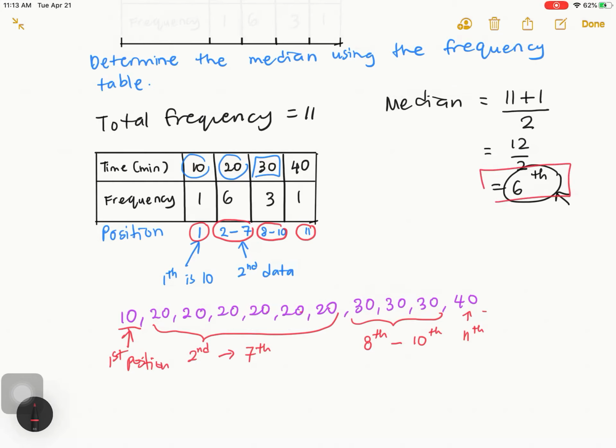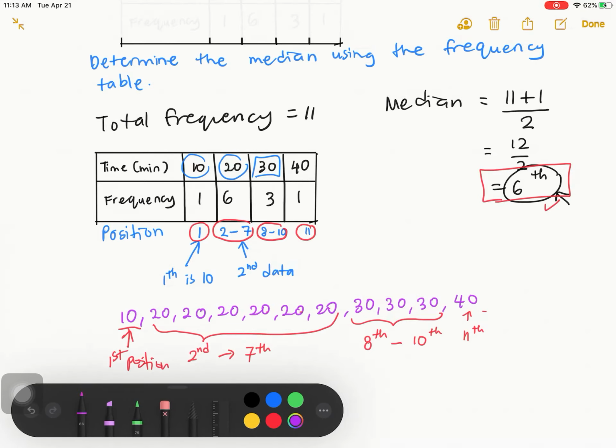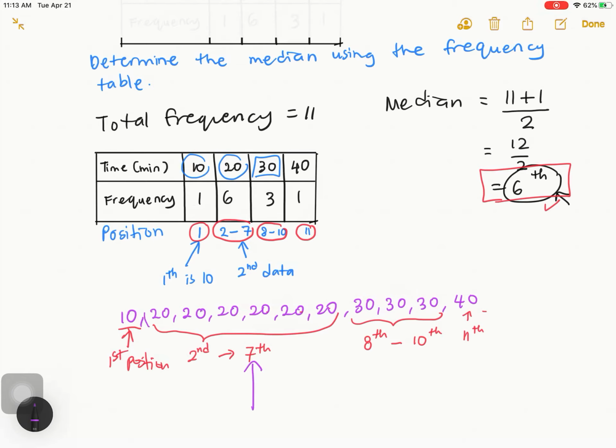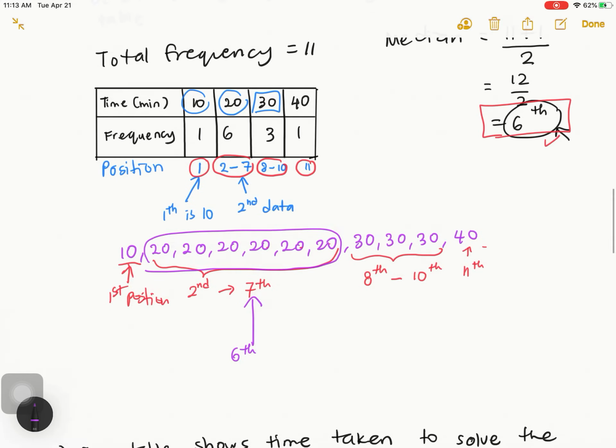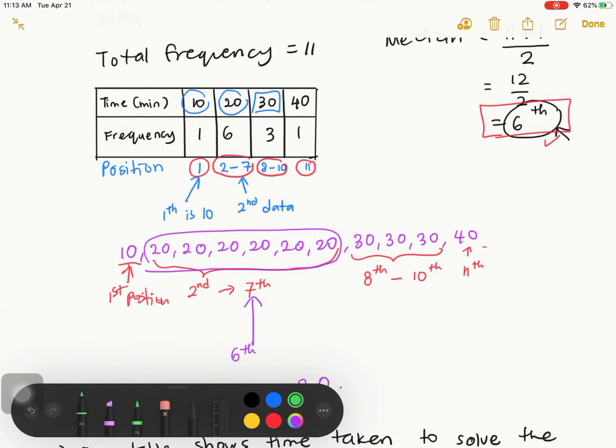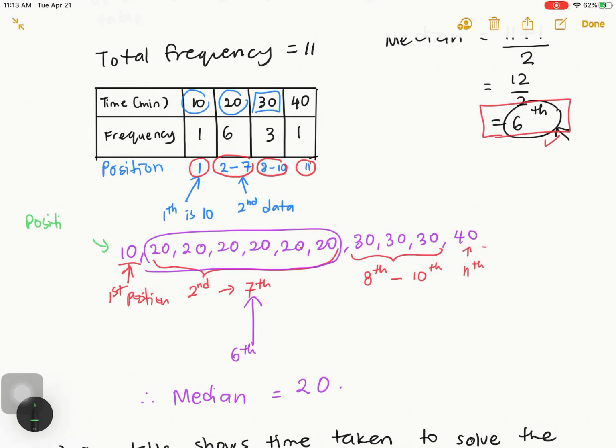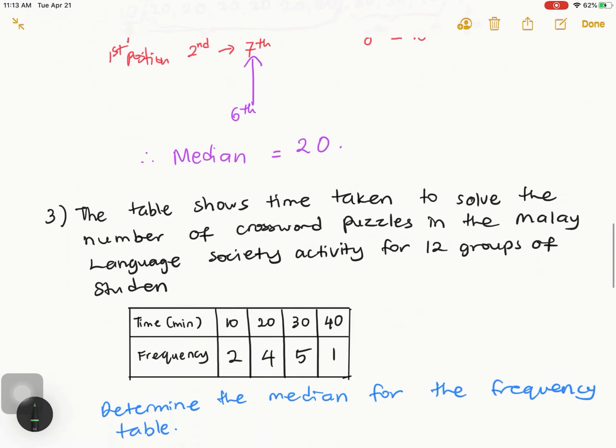Okay? Because we see that the median is situated at position 6, position 6 is located here around 20. This is the position of the median. So we can say that our median is located at 20. The median is at 20. Okay? I hope you can understand what I'm trying to deliver to you. So this is how you do the position, if you don't understand, okay?